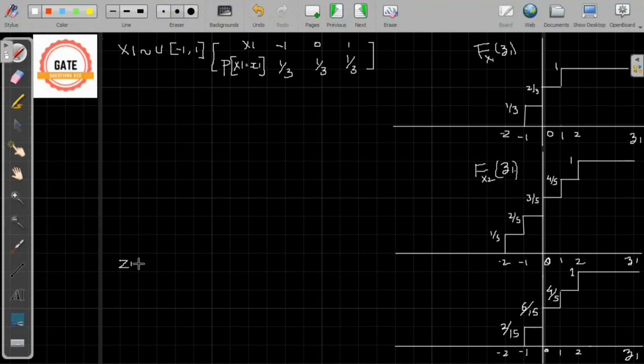If Z1 is the maximum of X1 comma X2, we know that the CDF of Z1 for a sample value z1 is equal to the product of the CDFs of X1 and X2 for the same sample value z1.